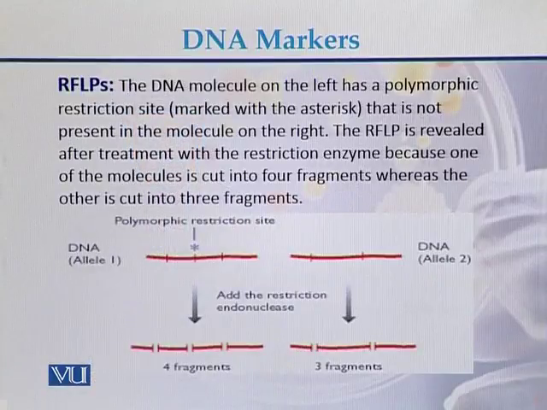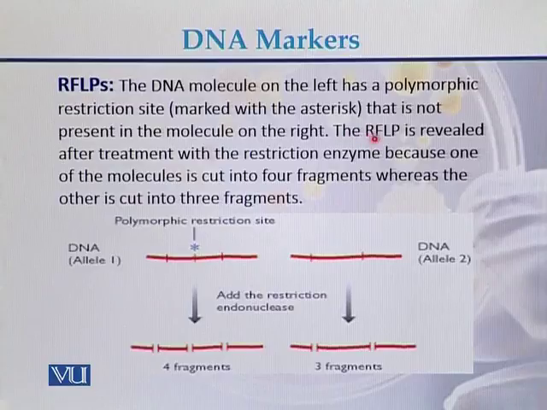This is an example of RFLP. The DNA molecule on the left has a polymorphic restriction site here that has been marked by an asterisk. That is not present in the molecule on the right side. Here we can see that this polymorphic restriction site is not present in this DNA molecule.